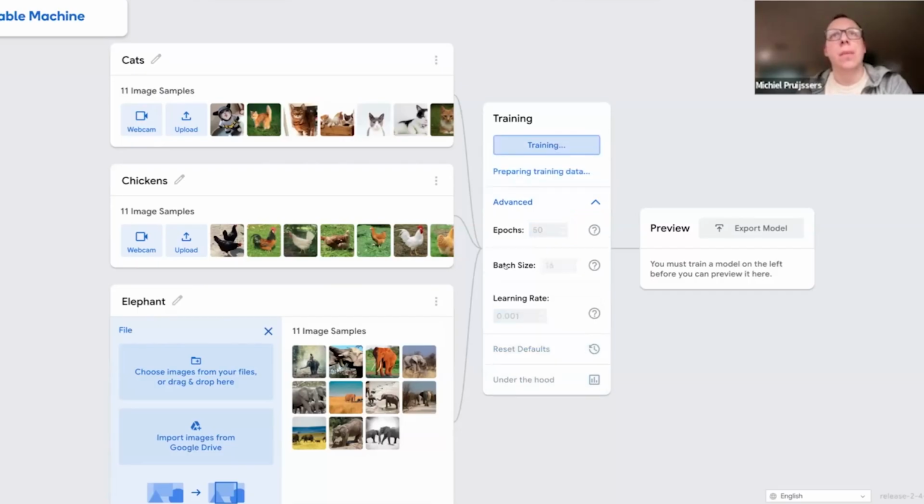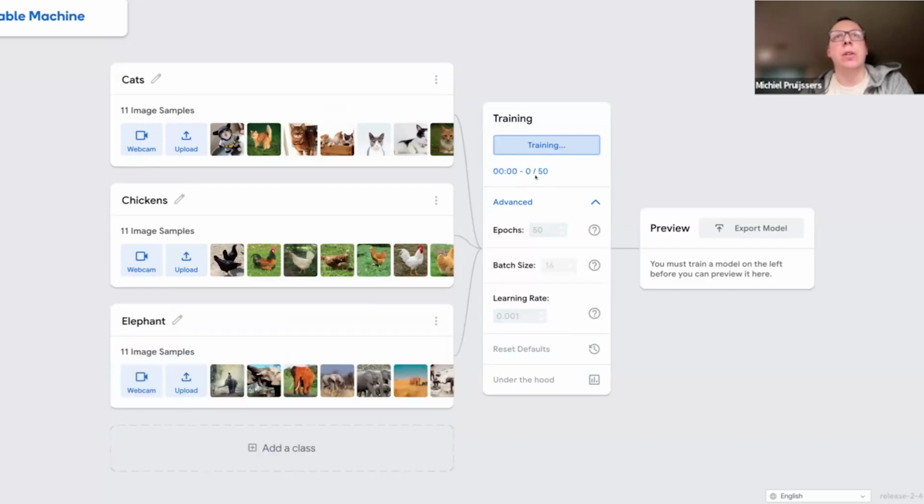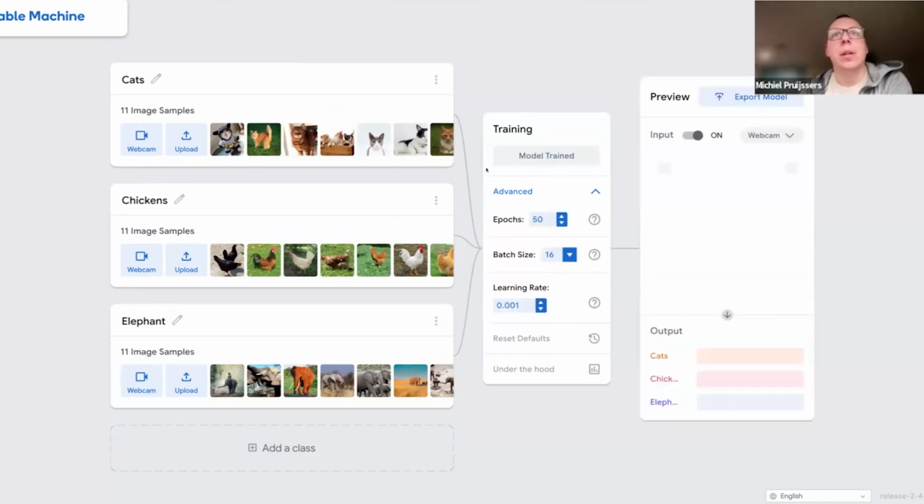And we're just going to hit train. As we're training, this is all happening in your browser, which is super cool. They're preparing training data, and usually 50 epochs will go pretty fast because these are small images. Don't switch tabs. Okay, yes. We're not leaving. So you see the training happen.